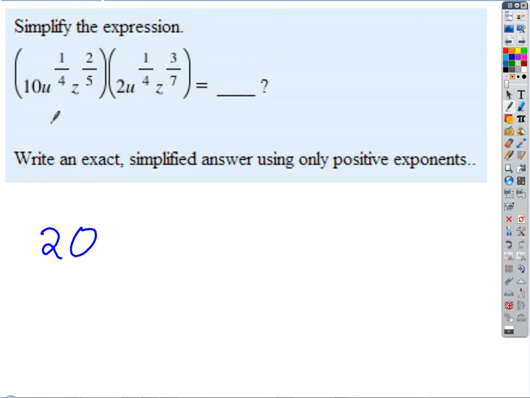Now, what about the u's? If I multiply u to the 1/4 times u to the 1/4, that gives me u to the what? Yeah, 1/4 plus 1/4. Everybody agree that's 1/2? Yeah. If I get u to the 1/2, that's an easy one to do in our head. What about, though, the z's are a little more complicated. I end up with z to the 2/5 plus 3/7. So what's our common denominator going to be?